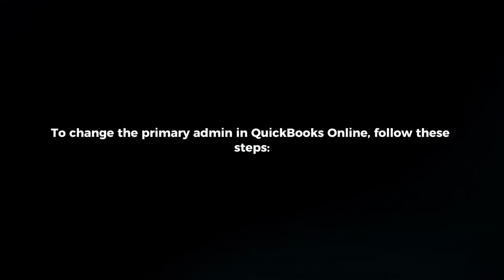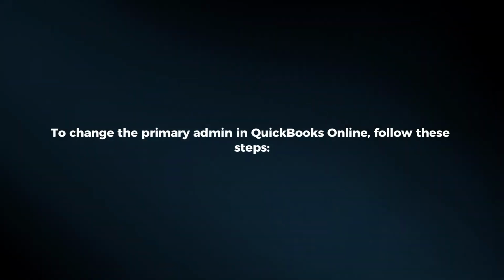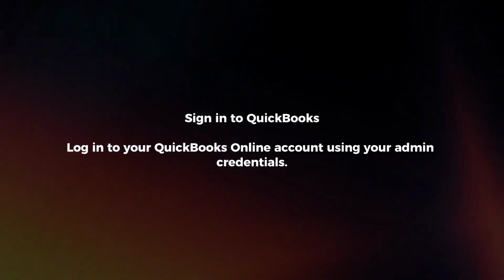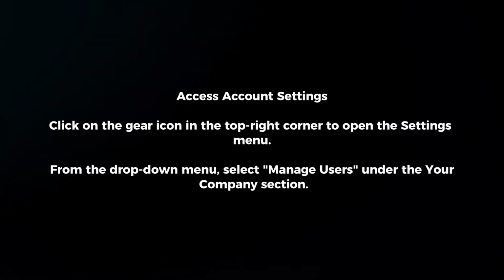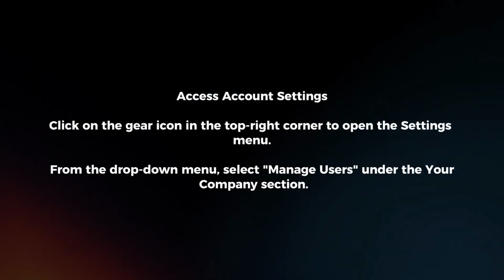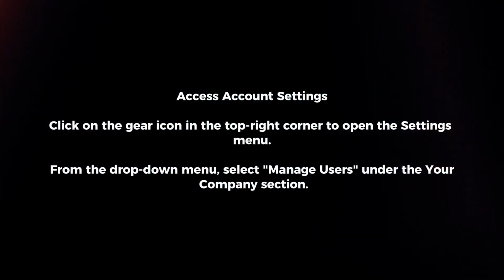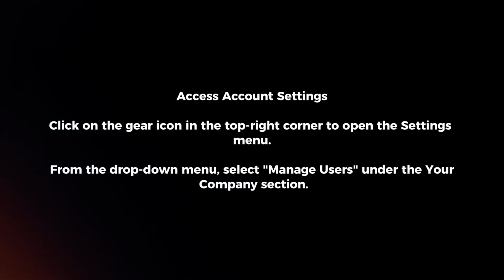To change the primary admin in QuickBooks Online, follow these steps. Sign into QuickBooks. Log into your QuickBooks Online account using your admin credentials. Access account settings. Click on the gear icon in the top right corner to open the settings menu. From the drop-down menu, select Manage Users under the Your Company section.